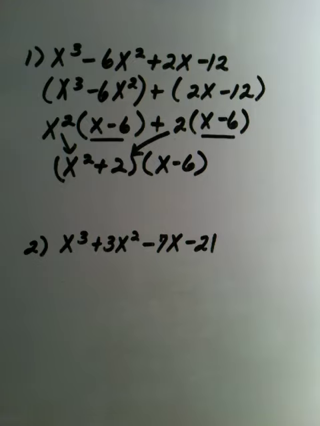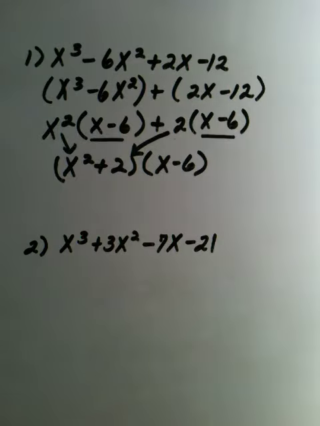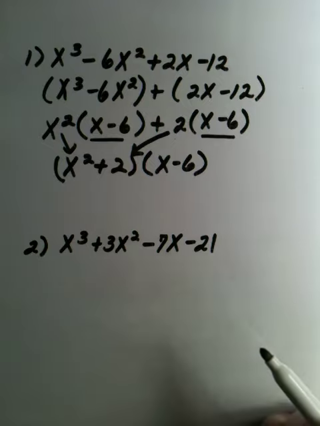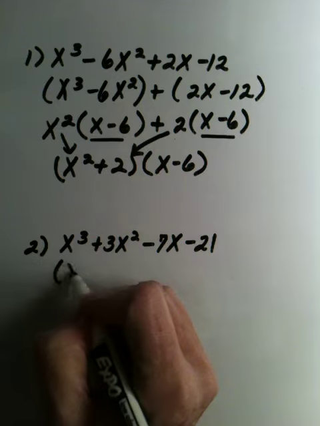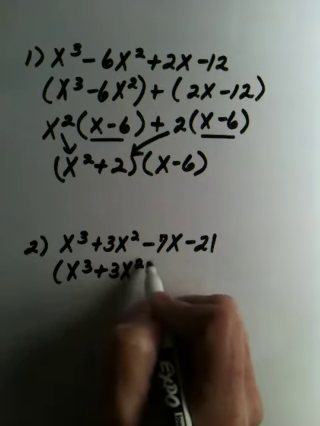If you need to check it, you can go back and FOIL these two together. You'll get the 4 terms that we started with. In problem number 2, again we have 1, 2, 3, 4 terms. So we're going to group the first 2 terms together.